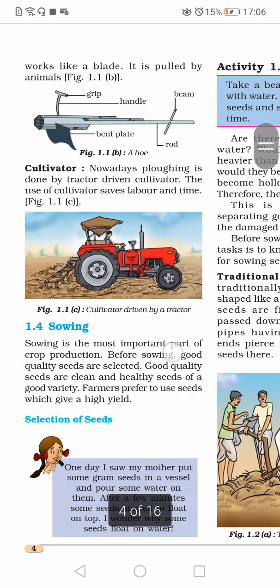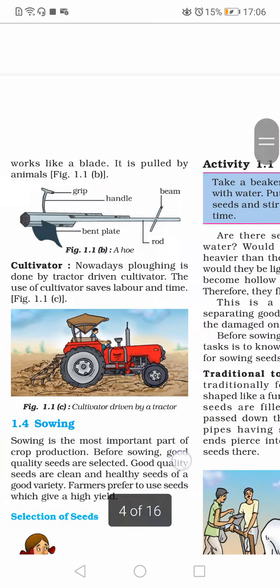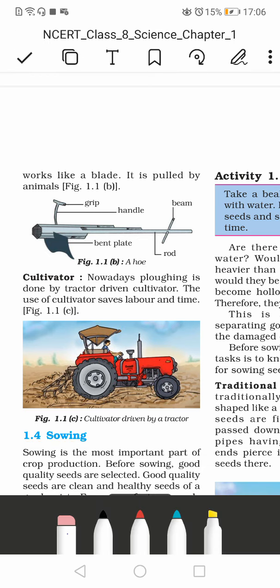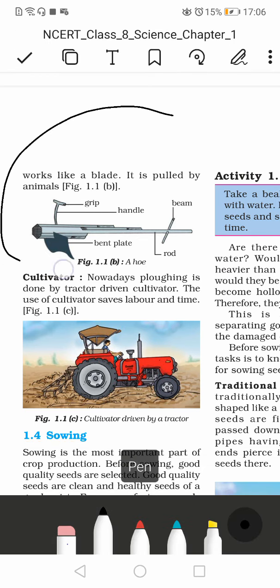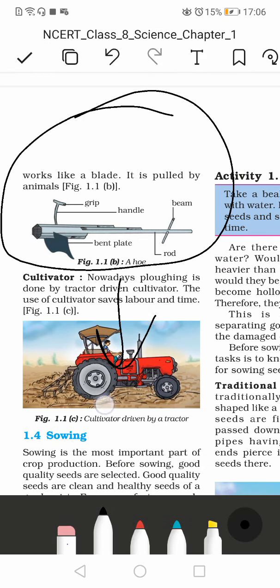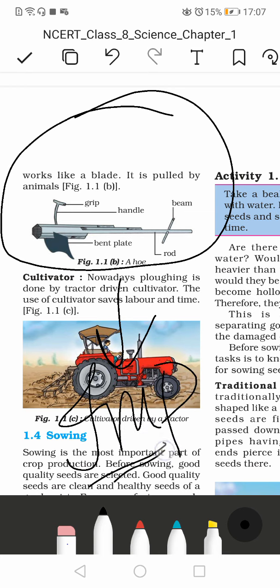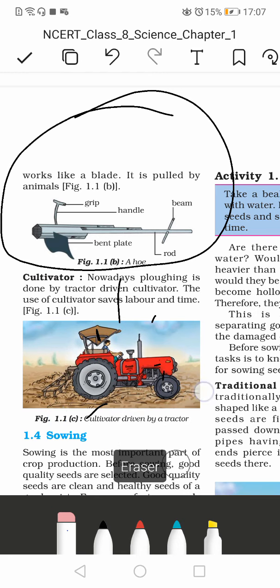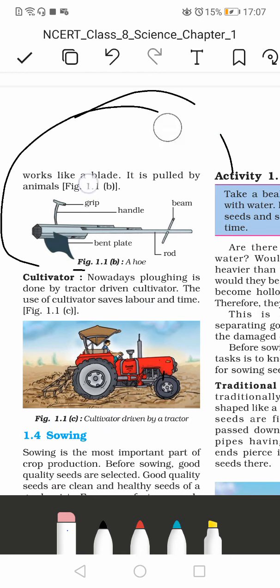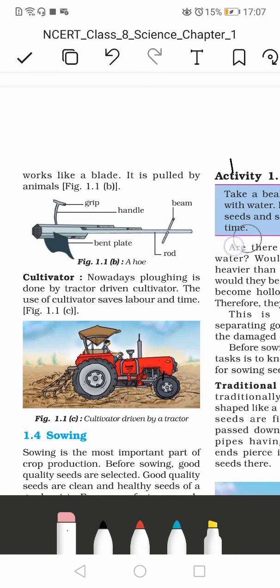Okay, so we were at the cultivator part. As I told you in the previous video, this diagram is very important and please learn it because it will definitely come in your exam. Now without any further ado, let's get on to the topic, cultivator.